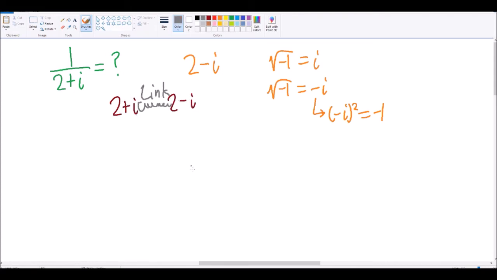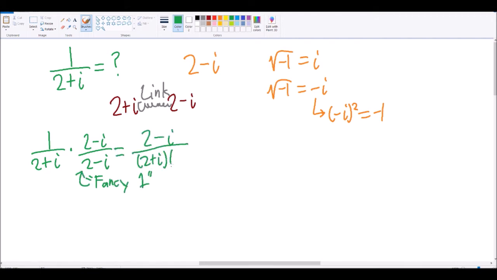Let's see what happens when we multiply 1 divided by 2 plus i by a fancy 1 consisting of 2 minus i divided by 2 minus i. We can use FOIL to figure out what 2 plus i times 2 minus i is. And yes, I just FOILed your plan.